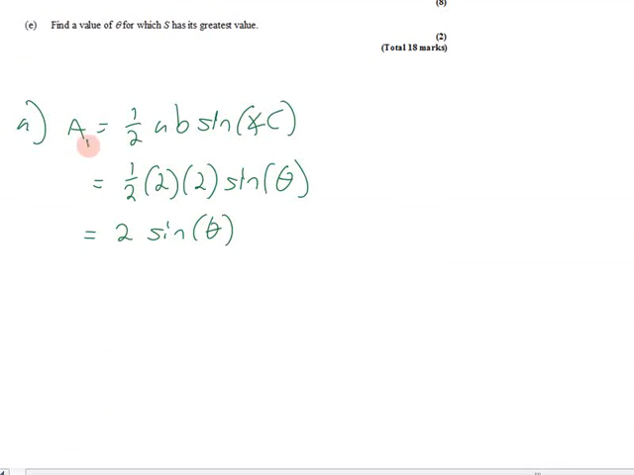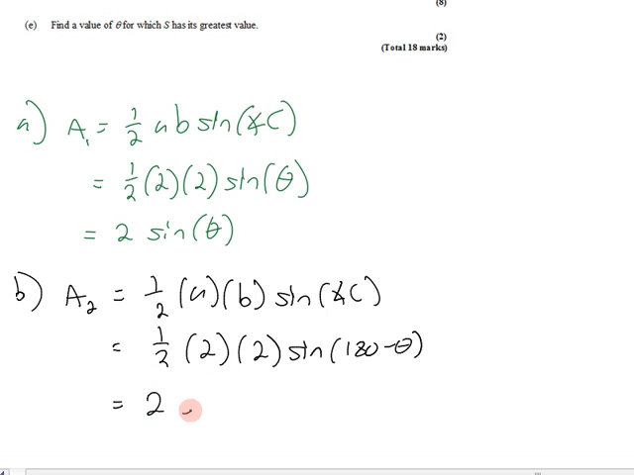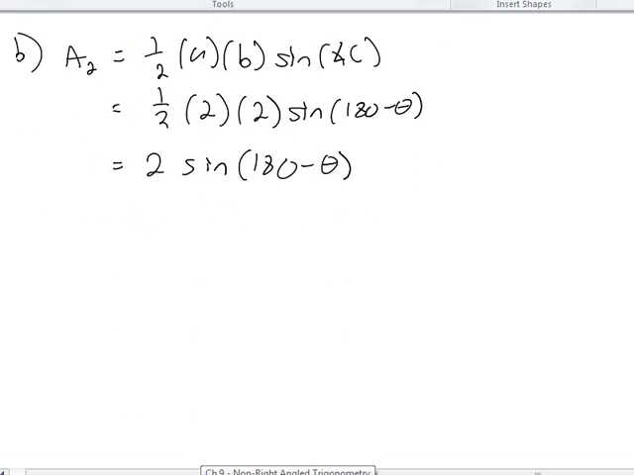So to find the area of triangle 2, that's going to be 1/2 times side 1 times side 2 times the sine of the angle between them. That'll be 1/2 times 2 times 2 times the sine of 180 take theta. This will be 2 sine of 180 take theta, which is not quite the same expression as this one, but in fact they are equivalent, and we'll find out by looking at the unit circle.